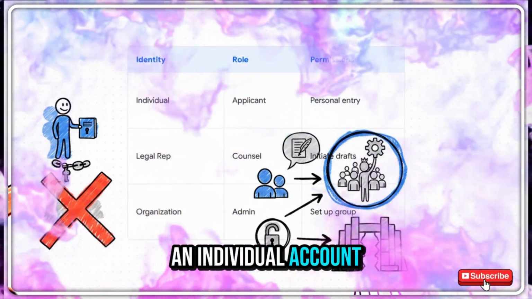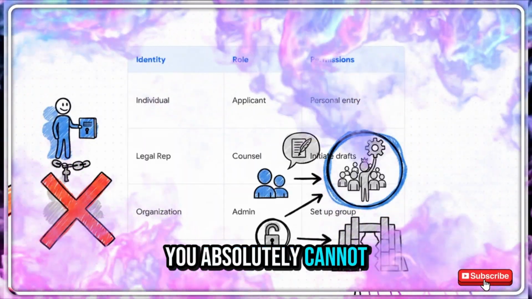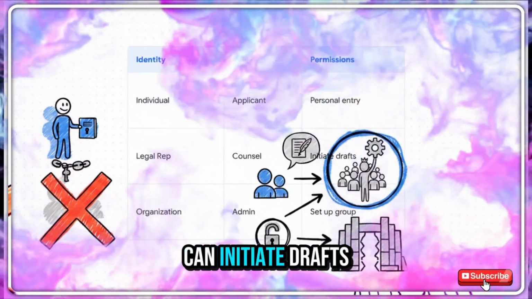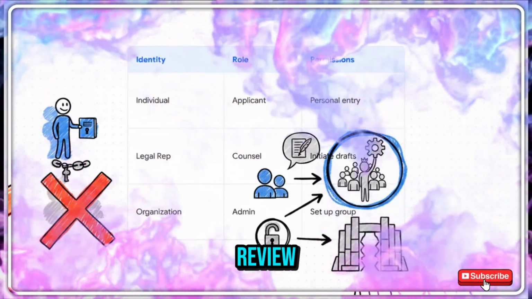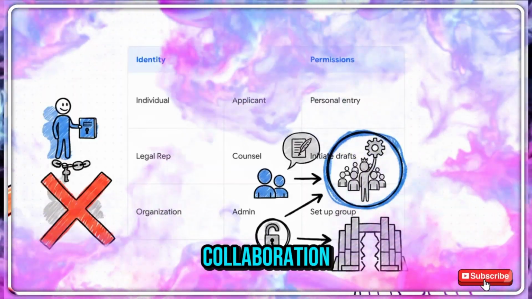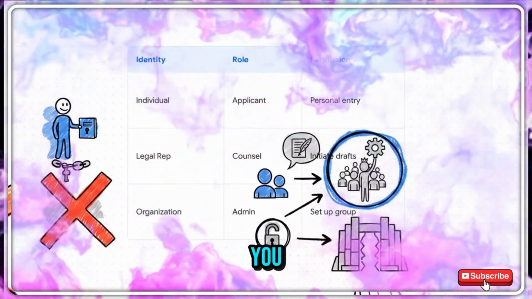An individual account, that is strictly for your personal data entry. You absolutely cannot use it as a proxy for somebody else. A legal representative can initiate drafts and send them over for client review. And an organization administrator, they set up the whole group collaboration. If you pick the wrong one out of the gate, this architecture simply does not forgive you.